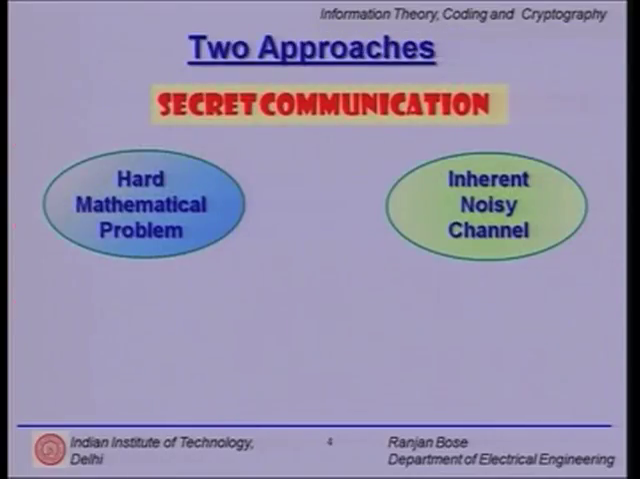So let's start with the basic idea about secret communications. As we have observed earlier, there are two ways to do secret communications. Either have a hard mathematical problem to solve, which the eavesdropper or the adversary will take time and computing resources to solve, or use the inherent noisy nature of the channel and provide security at the physical layer. This lecture concerns the second approach, how to use the inherent noisy nature of the channel and provide information theoretic security.